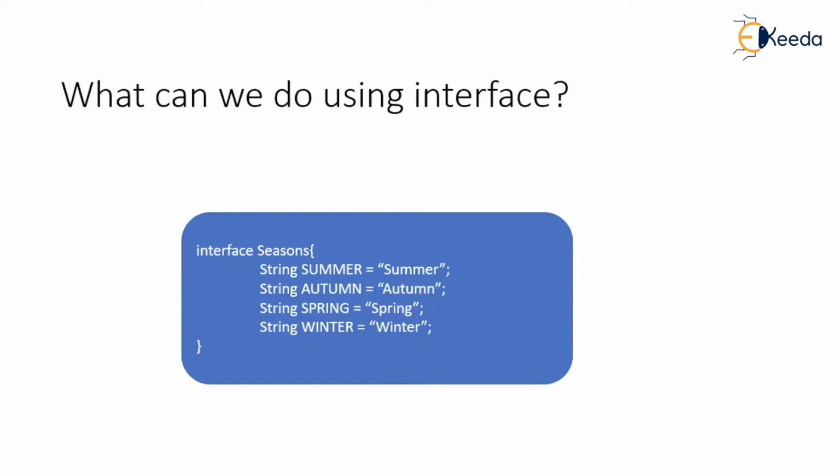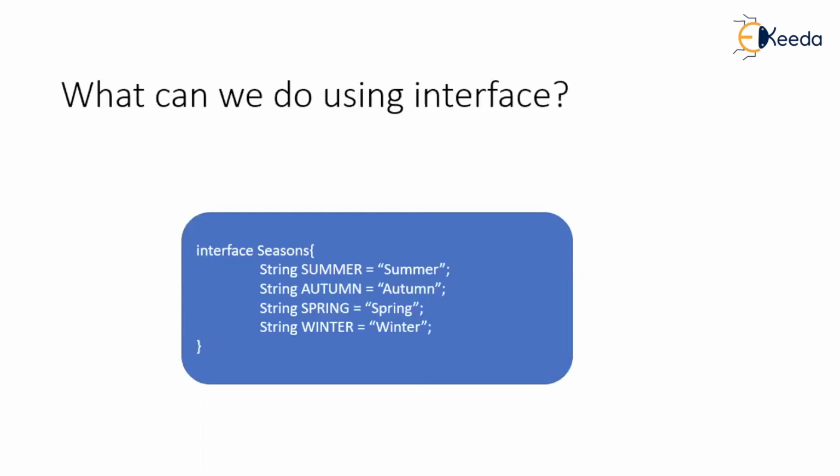So if I want to specify a set of constants, how can I do that? Using an interface, I will create an interface, say for example seasons. Why do I need to create a set of constants? Because as per my application, this is the valid set of values. User cannot make use of any other value for any of these elements, right?